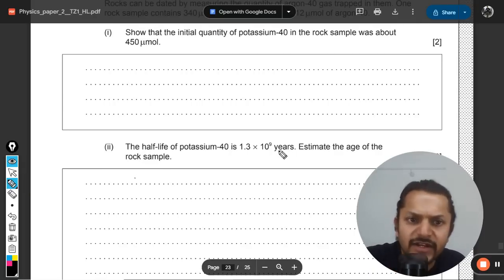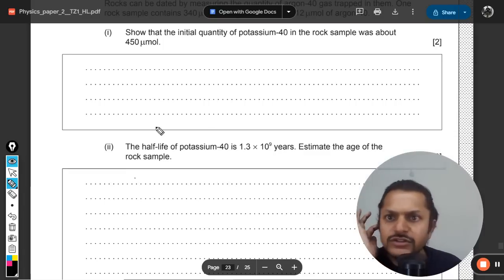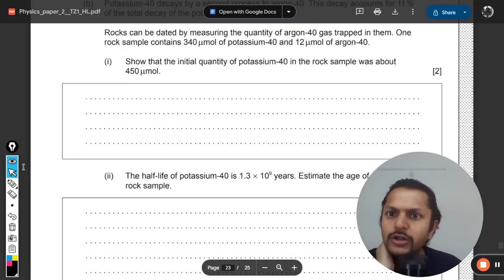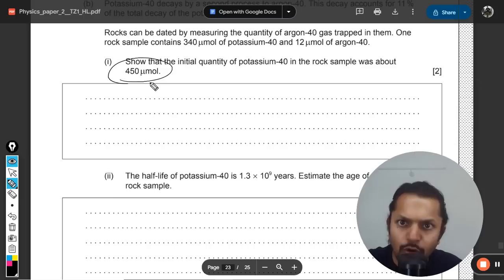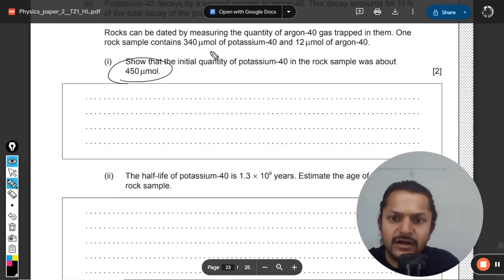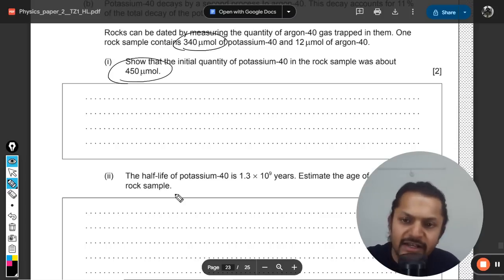So half life is given, and we have to estimate the age of the rock sample. We have to use the earlier data now. You started with 450 micromole, and the half life is given. So this much of the potassium is left. You started with 449 exactly.